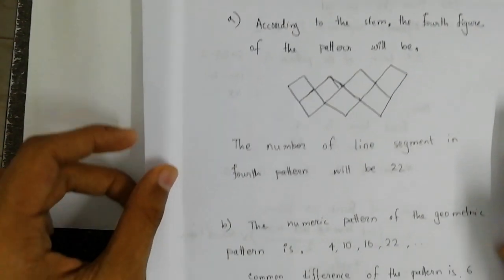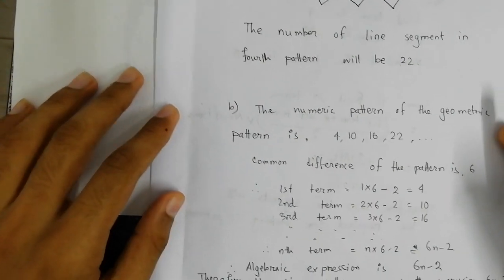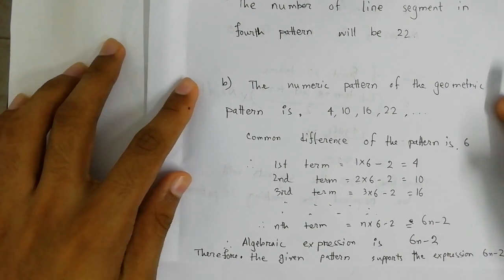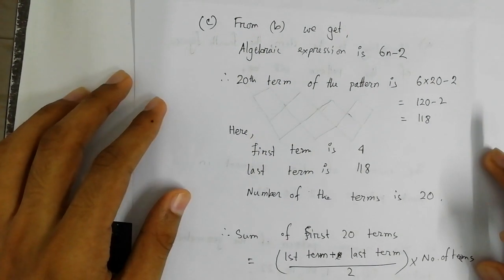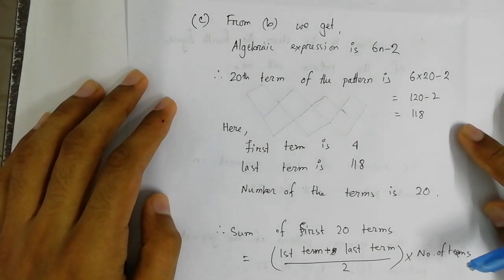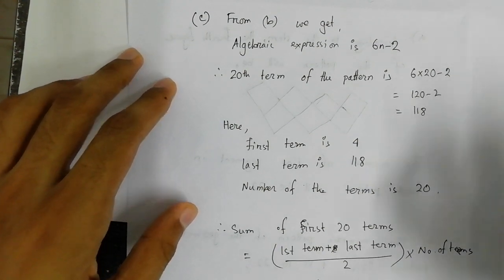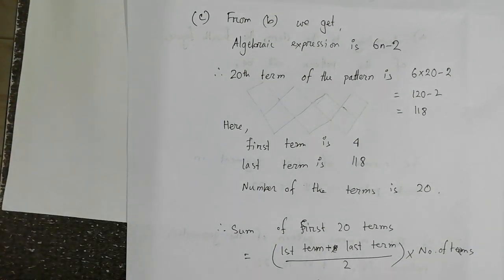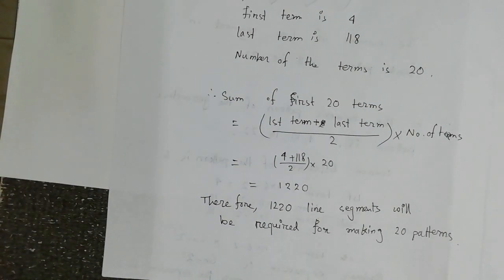In the next question, the general or algebraic expression of the pattern is required, which we found with respect to each of the terms, and it comes out to be 6n minus 2. Finally, the last question asked about the total number of line segments, which we can compare with the sum of the first 20 terms of the series or pattern. So we took our answers from the previous question and put them in the formula, and here we have our required answer.